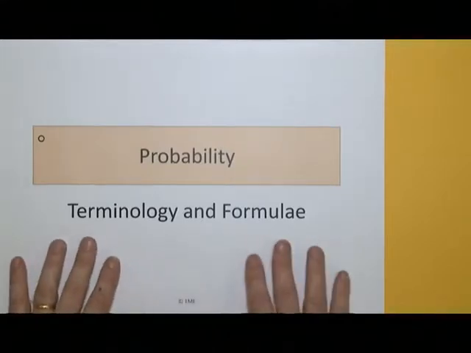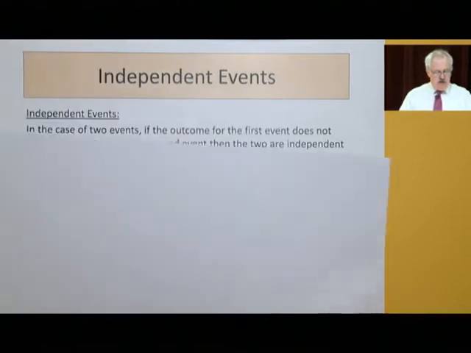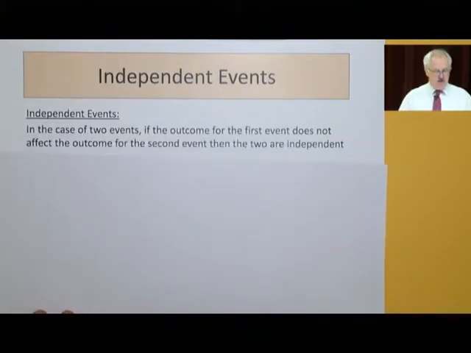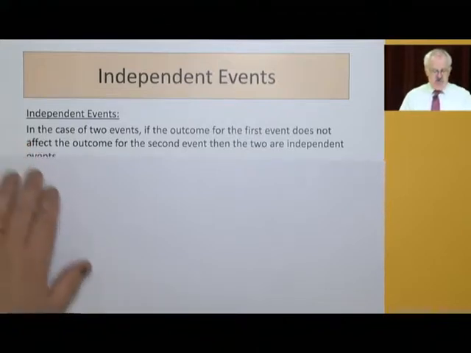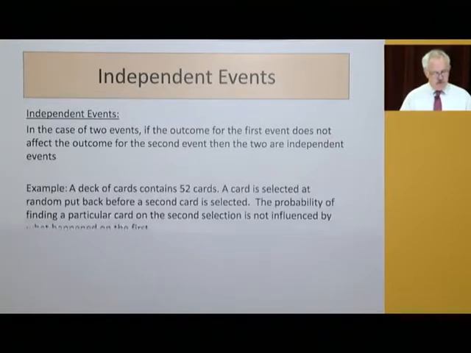Probability. Some terminology now that we know how to do the sums, and some formulae in that. One of the technical terms they use is independent events. They talk about events being independent, one being independent of the other. In the case of two events, if the outcome of the first event does not affect the outcome of the second, then the two are considered independent events.